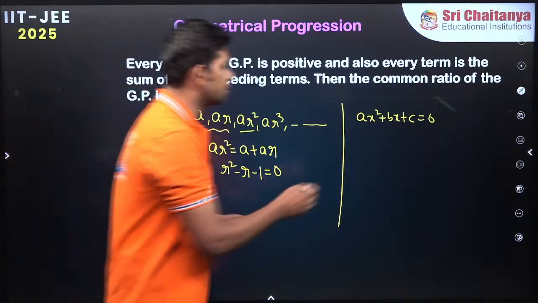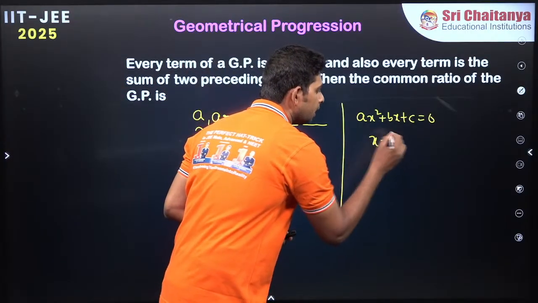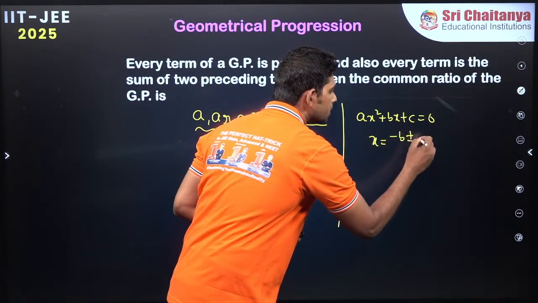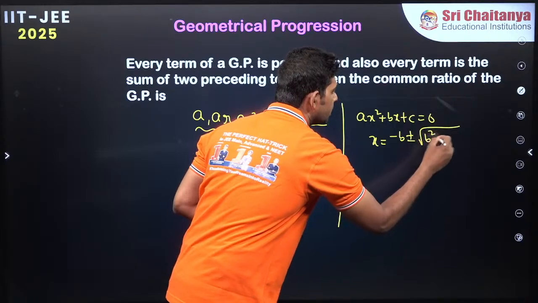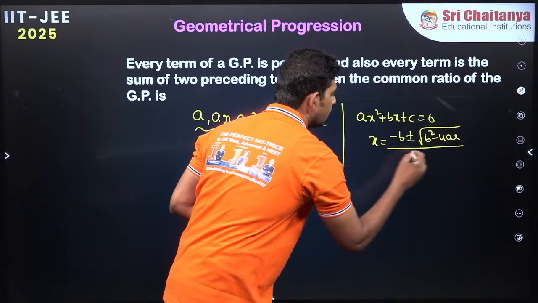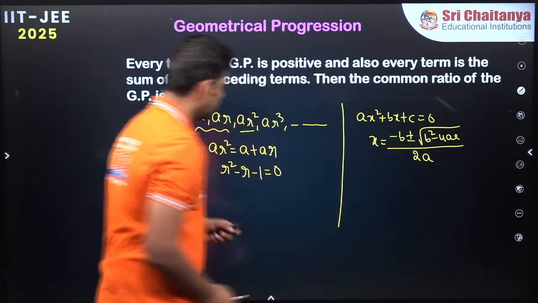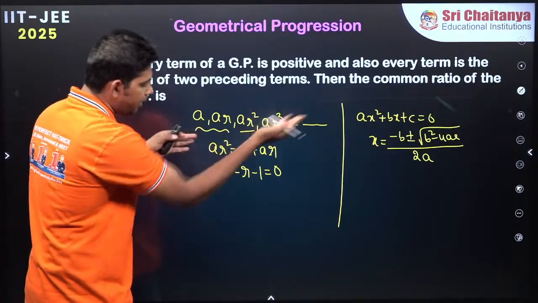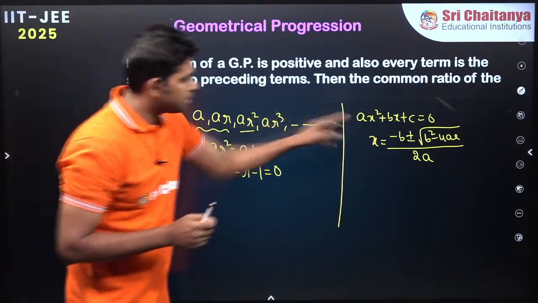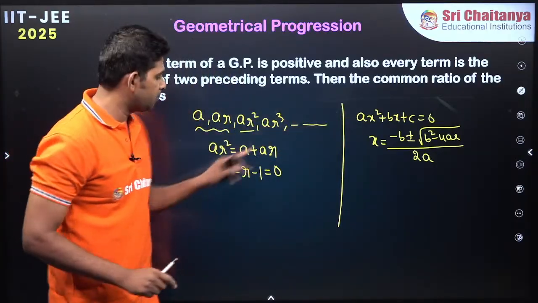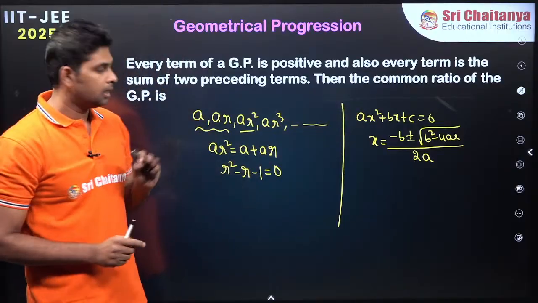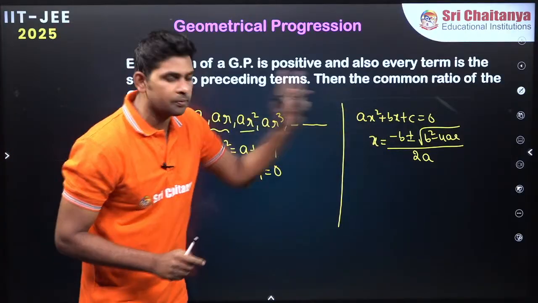Very nice. So I am taking the formula here: x is equal to minus b plus or minus square root of b square minus 4ac, divided by 2a. Now in the same way, in place of x we have r. In place of a we have 1, in place of b minus 1, and in place of c minus 1. I am just plugging all these values into this formula.